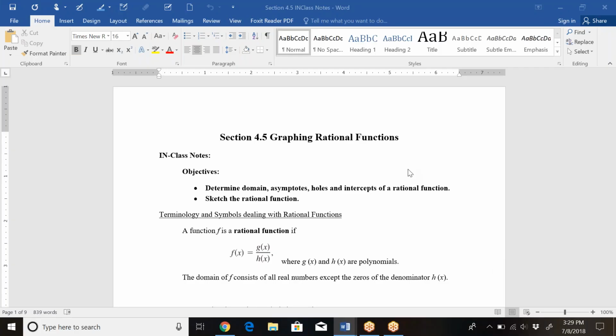All right, this is a pre-video for section 4.5, just to get us started before next time. Things in this section, I didn't really make a pre-class note since I knew we'd be covering a lot of this together, are to determine domain, asymptotes, holes, and intercepts of a rational function, and to sketch the rational function. So I just want to walk you through the different things that we can figure out about a rational function just by looking at the equation in its factored form.